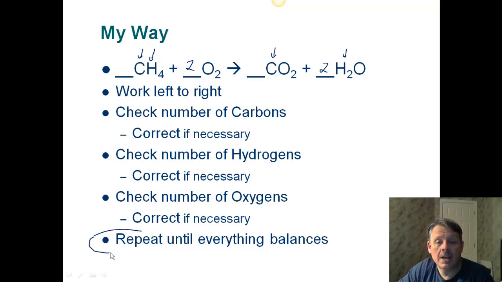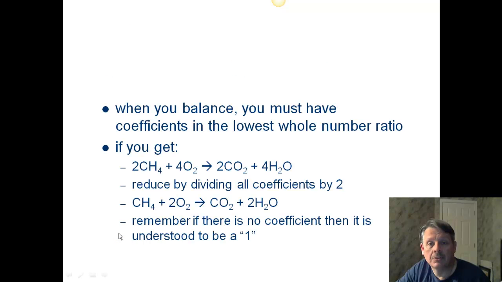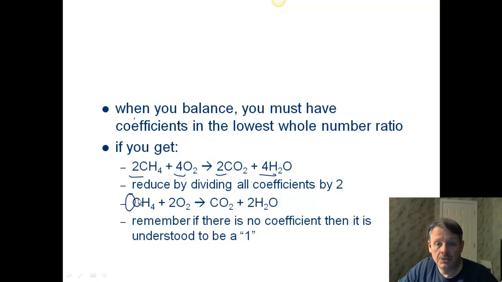And this last line is very, very important: I repeat until everything balances. So I keep doing this over and over again, back and forth, until I'm completely balanced. When you balance, you must have the coefficients in the lowest whole number ratio. So if you ended up with 2 CH4s and 4 O2s and 2 CO2s and 4 H2Os, you'll notice they're all divisible by 2. You really should have 1 CH4, 2 O2s, 1 CO2 and 2 waters.